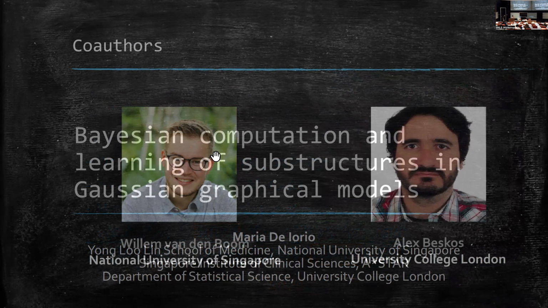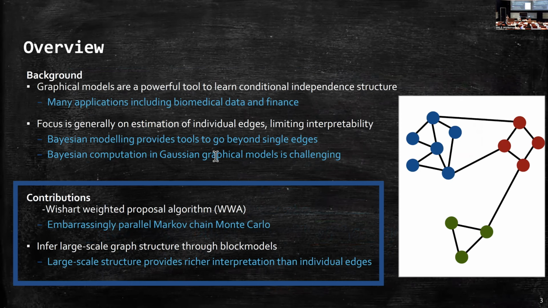Okay, so we got that sorted. What are we trying to do here? This is basically a brief overview of my talk. As most of you know, graphical models are a very powerful model to describe the conditional dependence structure of a set of multivariate data, and they've been applied everywhere. With my background, most of the applications I'm interested in are biomedical. But lately, Alex has forced me, against my will in a way, to do some applications in finance. But the applicability of Gaussian graphical models is much broader.